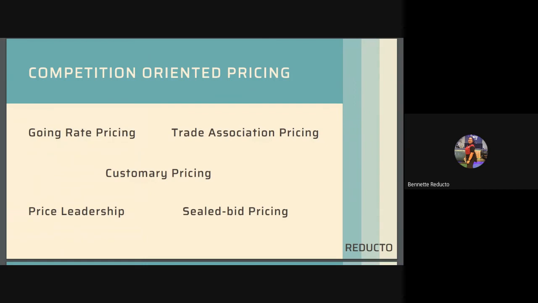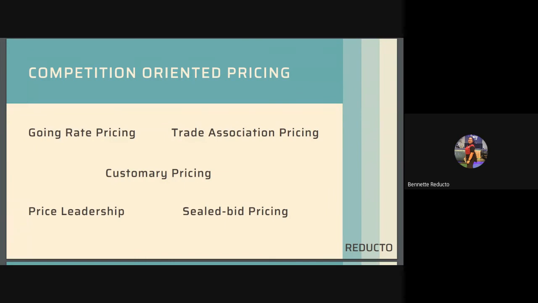For competition-oriented pricing, there are five types of pricing. The first one is going rate pricing. In this pricing, a firm sets its price according to the general pricing structure in the industry, or according to the price set by the price leader. When we say price leader, it is the leading firm, which is able to exert enough influence in the market that it can significantly determine the price of that product. So, going rate means the average or usual price of the product. This is the price that is followed by the smaller firms.